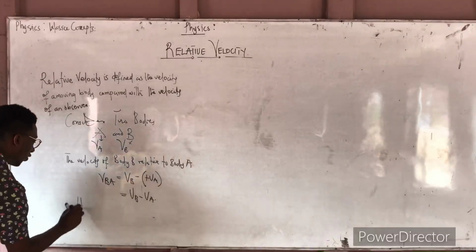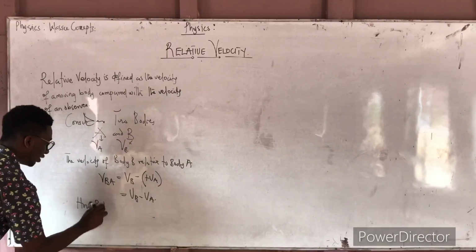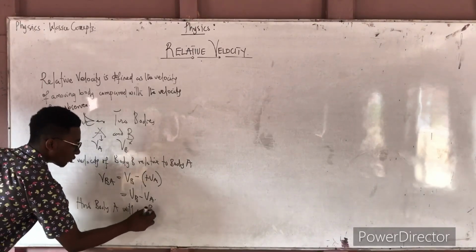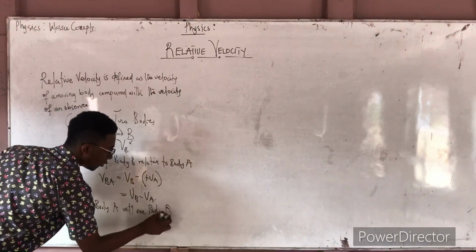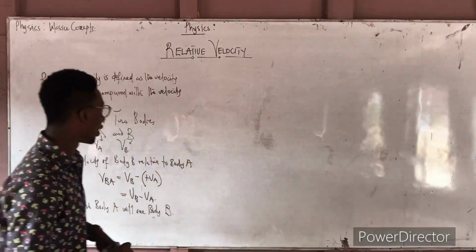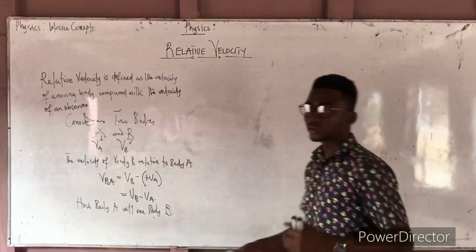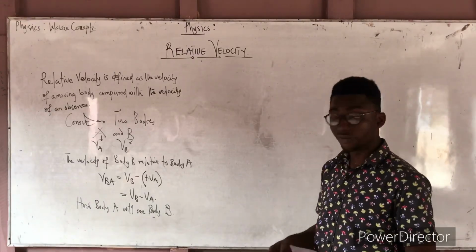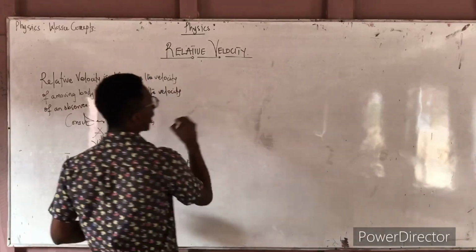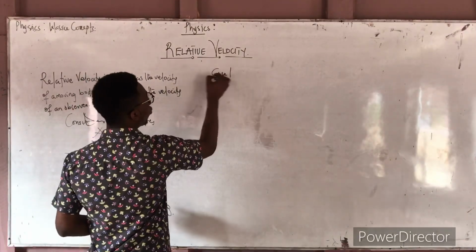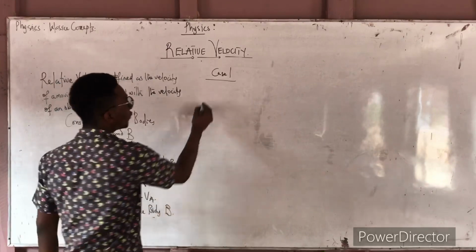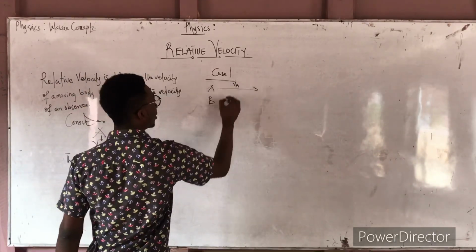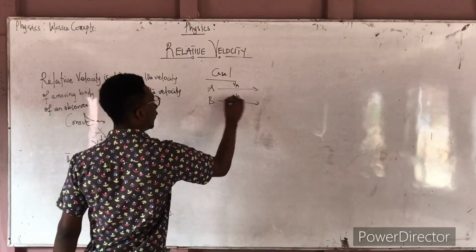This will tell us how body A will see body B. With this, how fast or slow a moving body appears is dependent on the state of the observer. We want to look at three cases here. Case one is when we have two bodies A and B, moving with velocities VA and VB.